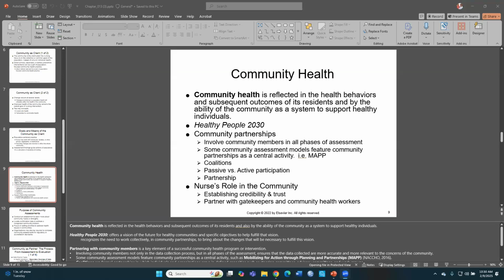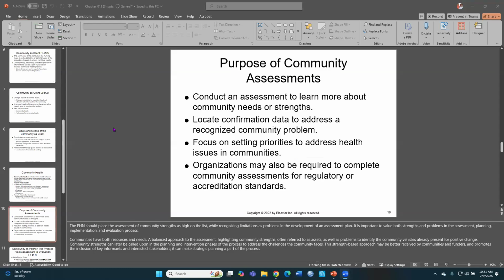Those partnerships also promote community members' investment in the success of the assessment and the resulting projects to improve community health. So NUR206's role in the community is to establish credibility and trust. And we need to partner both with those members in the community and community health workers, to get the necessary information that we need to have in order to make a positive difference.